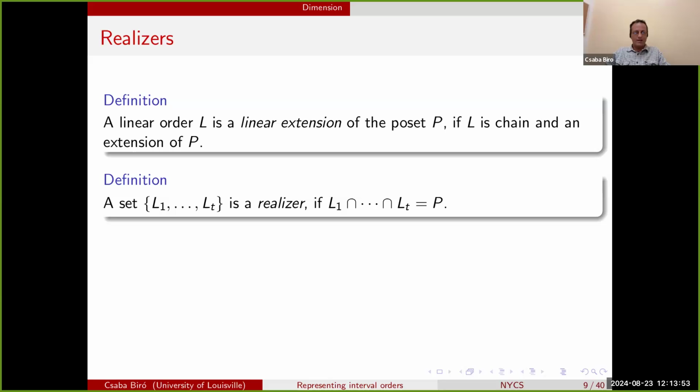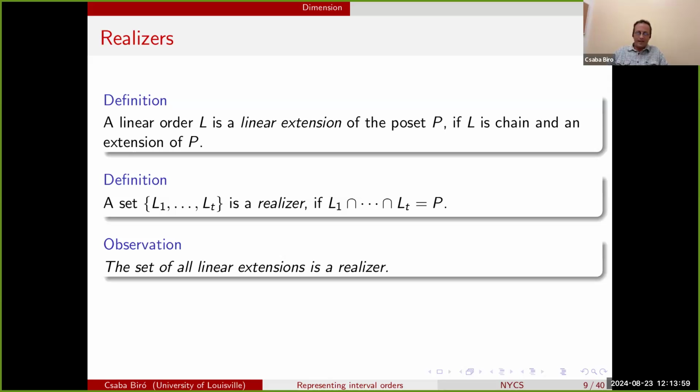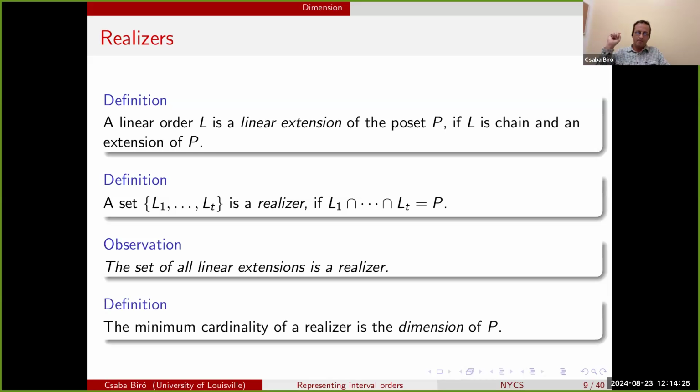So a natural question arises: is it true that every poset has a realizer? This is pretty trivial for finite posets, because if you take the set of all linear extensions, then for every pair of incomparable elements, you will have a linear extension which orders them in either way. So the set of all linear extensions is always a realizer. So now the challenge is to find a realizer which is small. It does not have a lot of linear extensions. And once you found it, the minimum cardinality of a realizer is called the dimension of P.